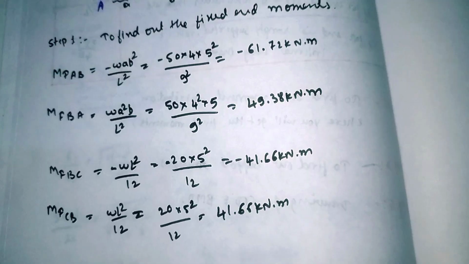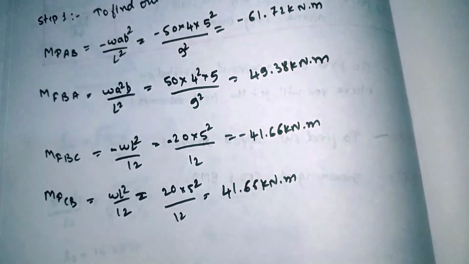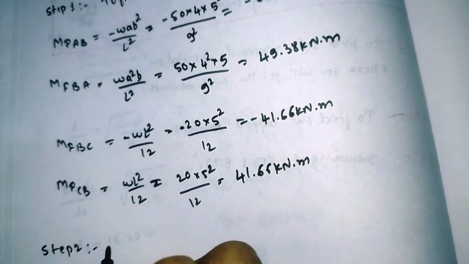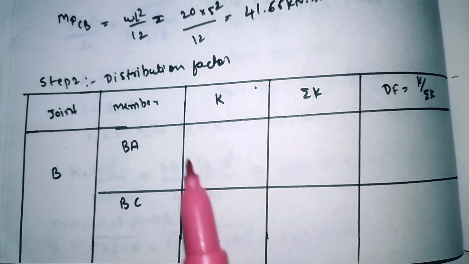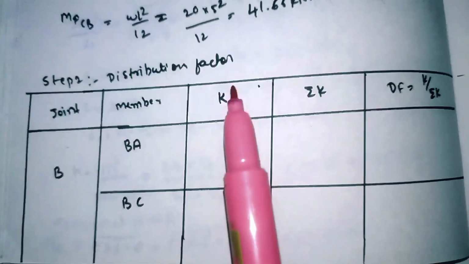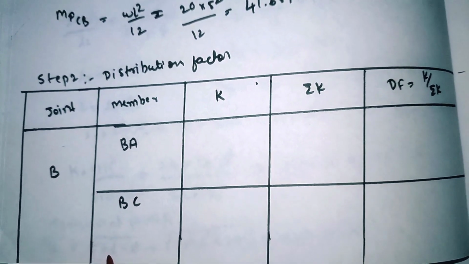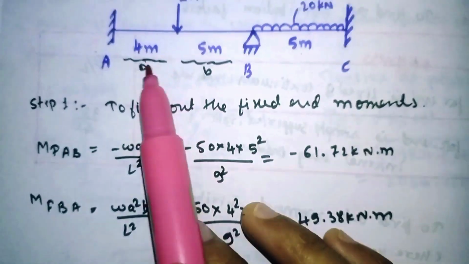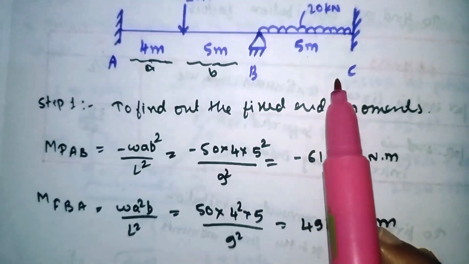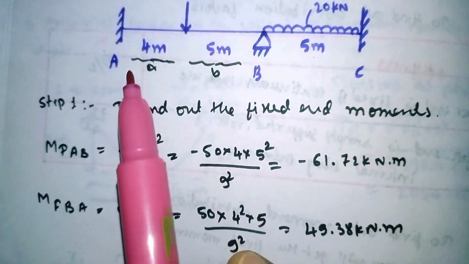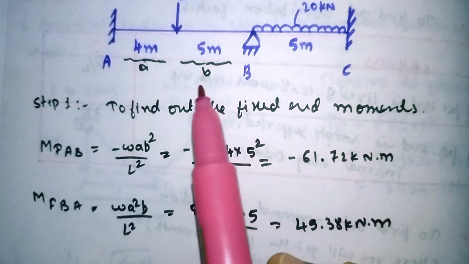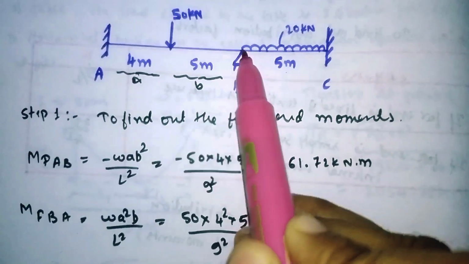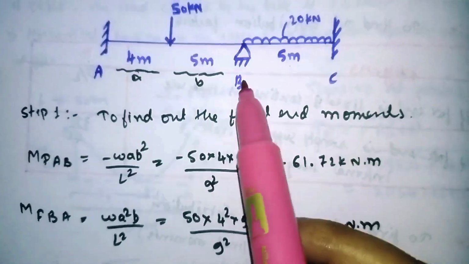So next we will move to the calculation of the distribution factors. The second step is to find out the distribution factor. Standard table for calculating the distribution factor. What we have to remember in this particular problem is that A and C are fixed supports. We don't need to find the distribution factor for A and C. We have to calculate the distribution factor only at the joint. So our joint is here, B only; we have only one joint in this problem.